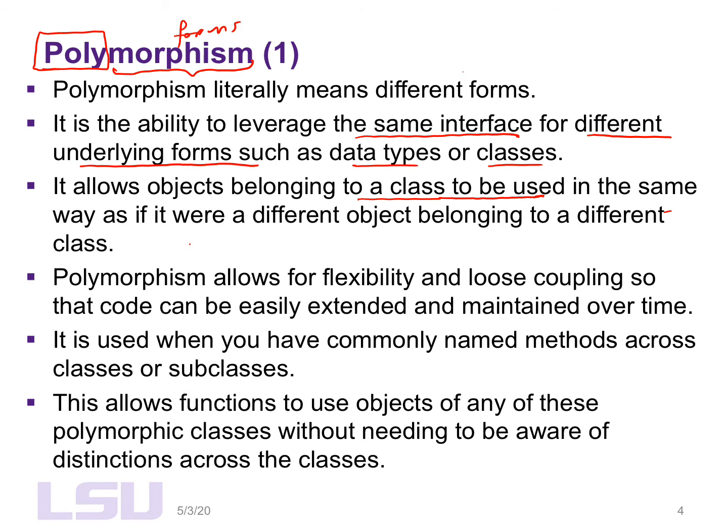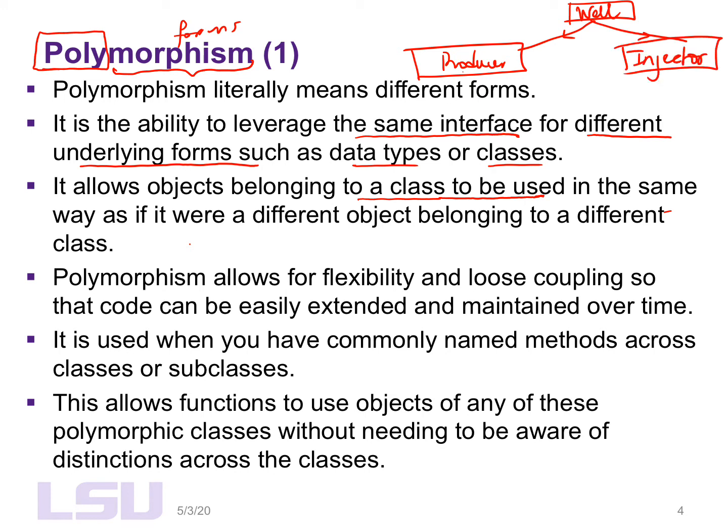So if we revisit the example I had shown earlier, which is the well class. For simplicity, let's just do producer well and injector, right? Injection well. So we already know a producer is a well. An injection well is a well. They both inherit from the parent class well.